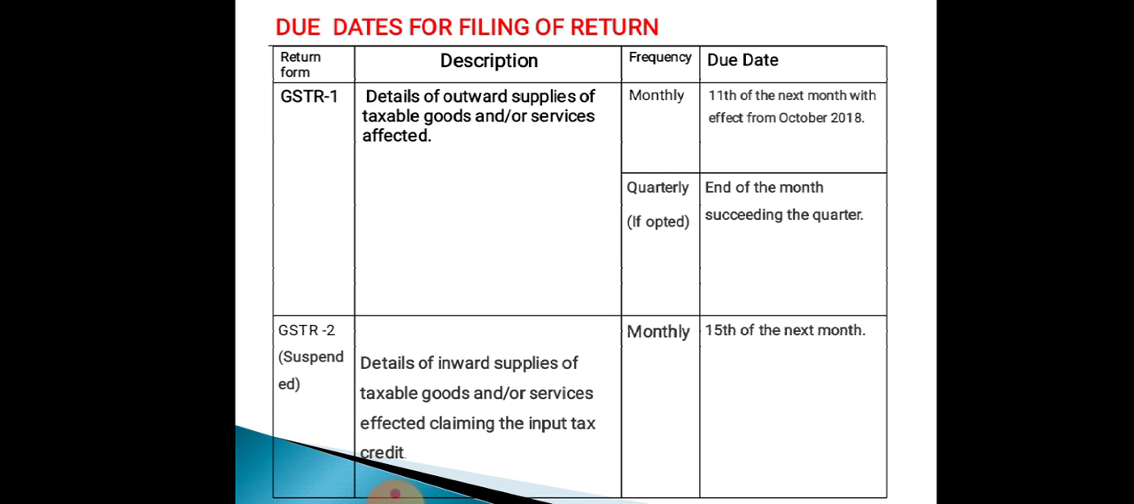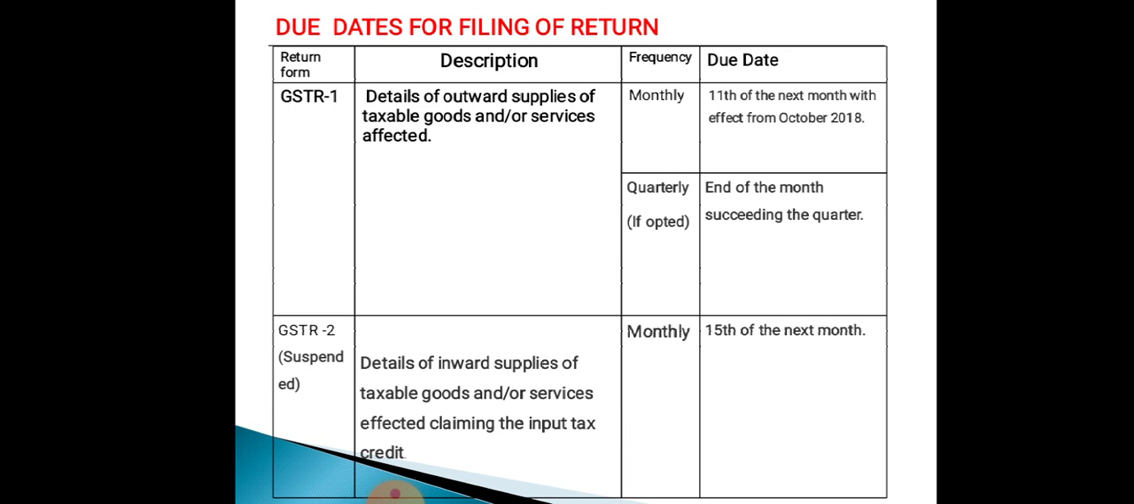The due dates for GST return 1 are based on your turnover. Businesses with sales up to rupees 1.5 crore have an option to file quarterly returns. Other taxpayers with sales above rupees 1.5 crore have to file monthly returns.